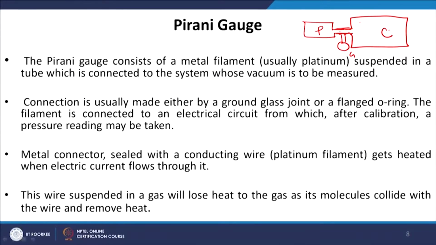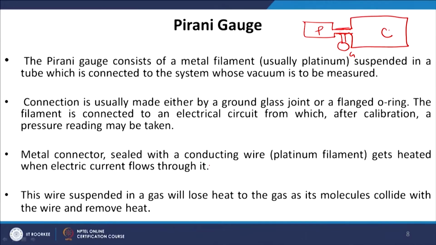The filament is connected to an electrical circuit from which, after calibration, a pressure reading may be taken. A metal connector sealed with a conducting wire, usually a platinum filament, gets heated when electric current flows through it. So we use the platinum wire in a Pirani gauge. When you heat this platinum wire, electrons will be ejected because the platinum wire gets heated.